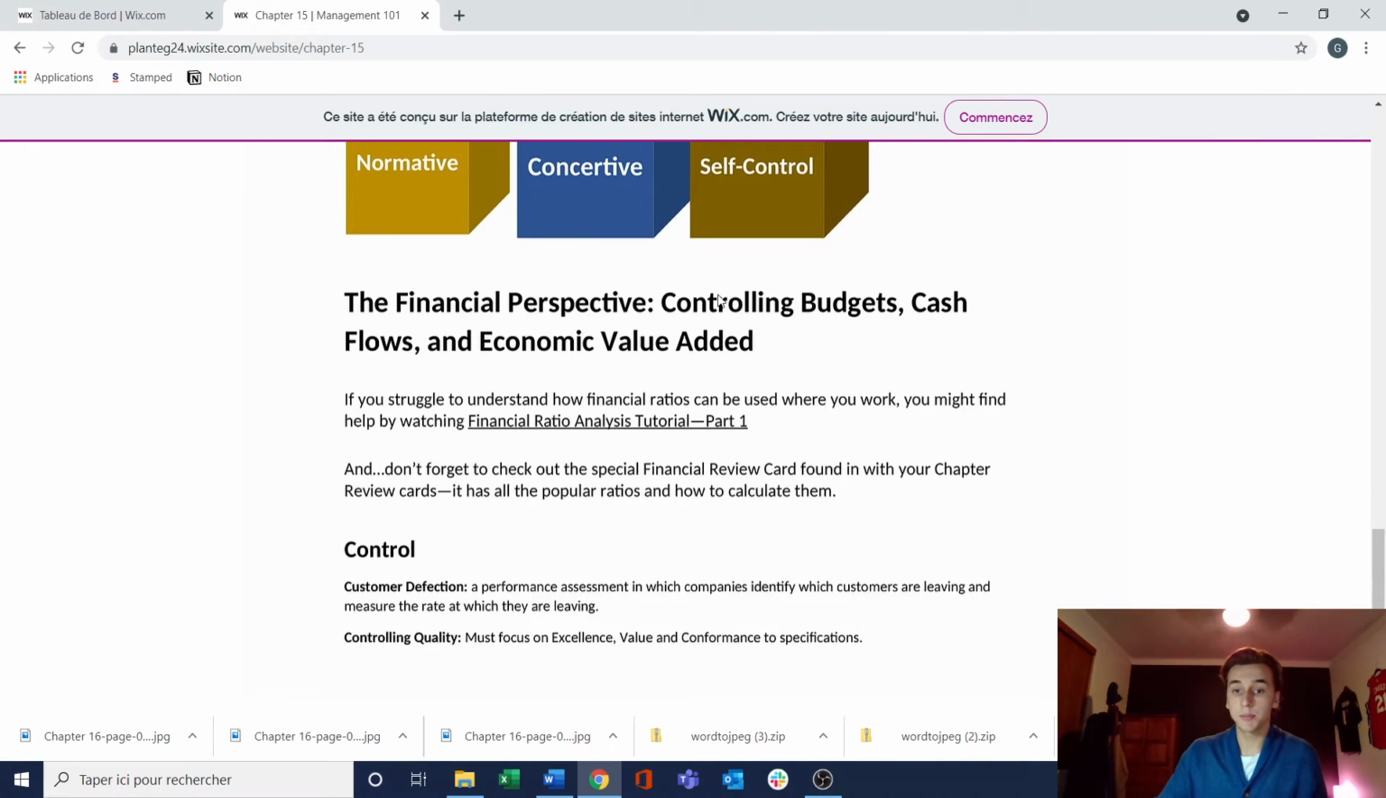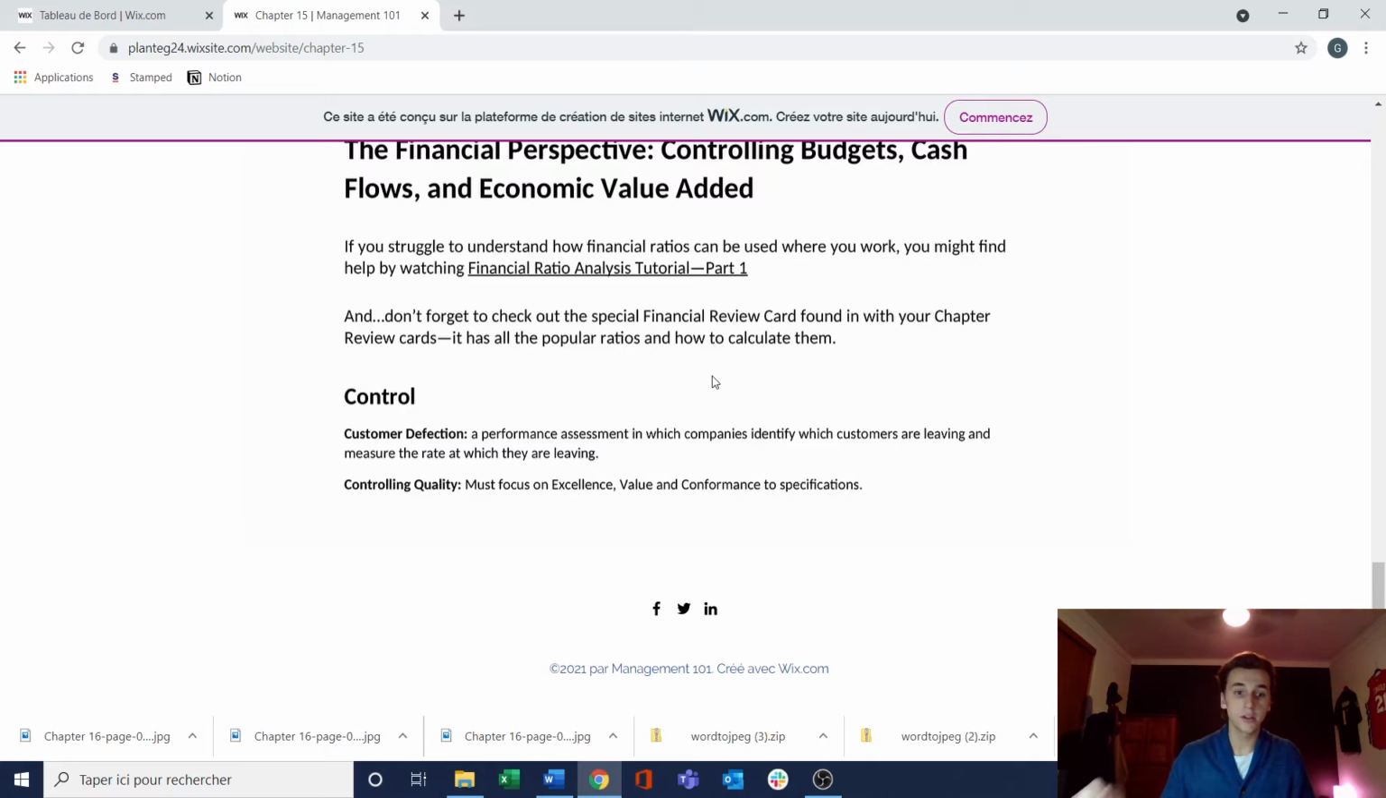Next, there's the financial perspective to control budget, cash flow, and economic value added. Of course, it is important that you understand how financial ratios can be used in your work, and how you could improve these ratios. So when you understand them, you can control your employees in order to control the budgets, the cash flows, and the economic value added.